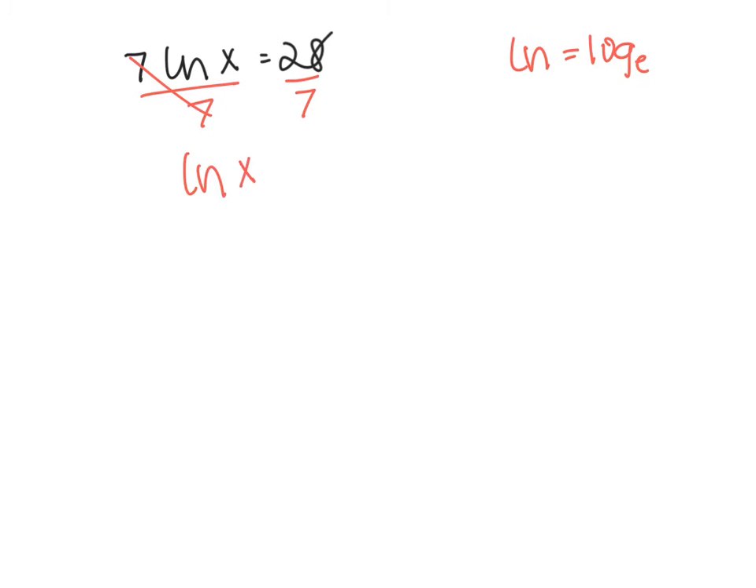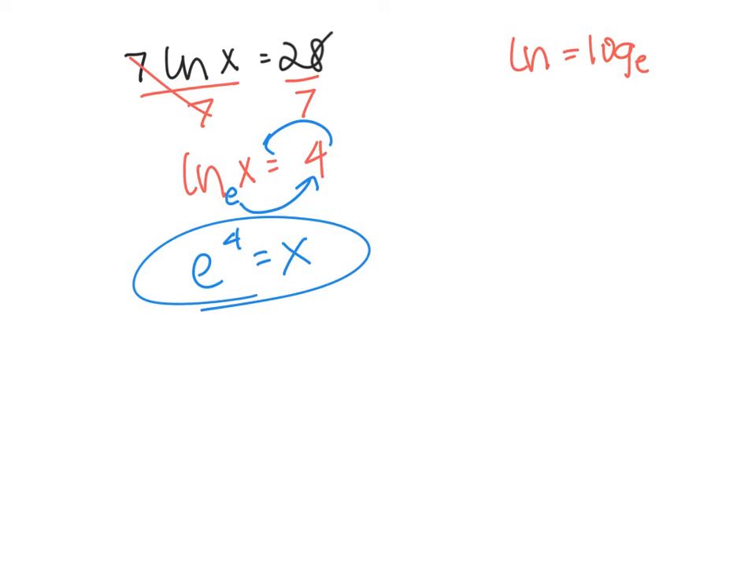Now we have natural log of x equals 4. Now we can just switch our forms around. So natural log is a log with a base of e. So we have base of e, bring it around, raised to the 4th power, equals x. There's our answer.